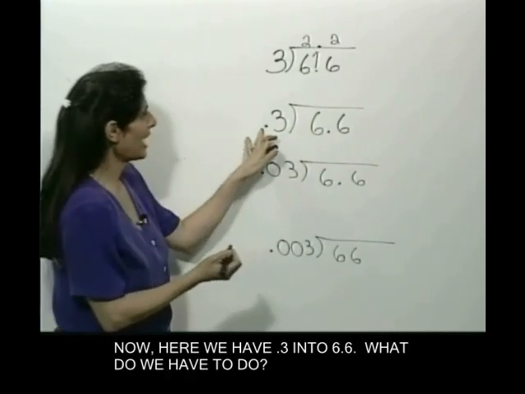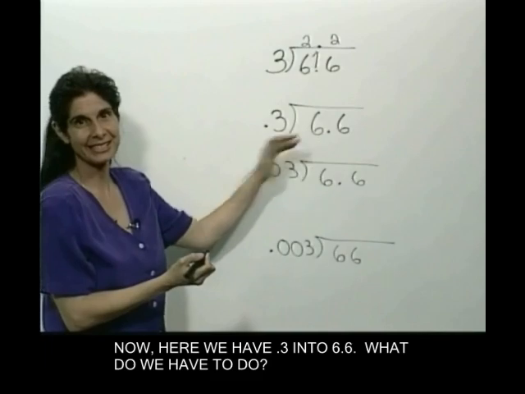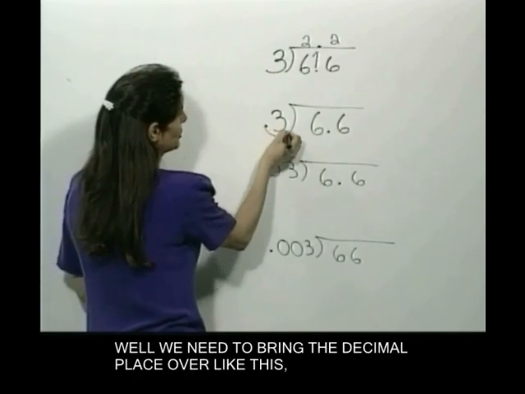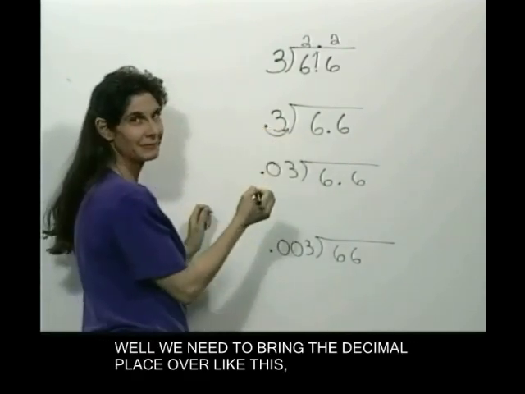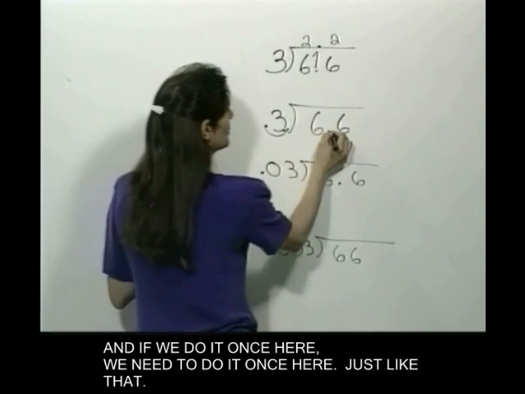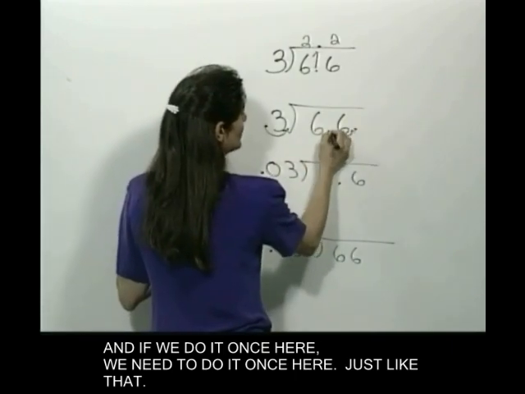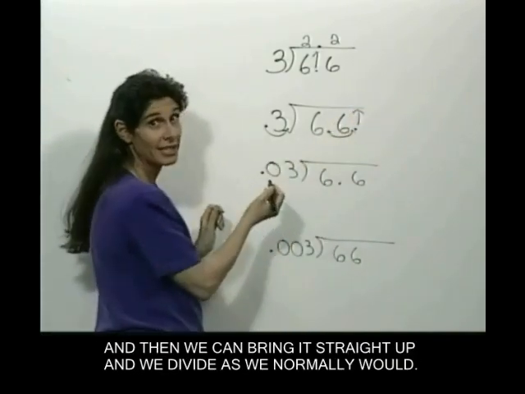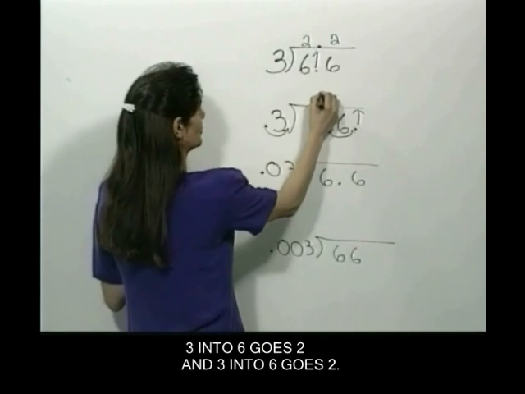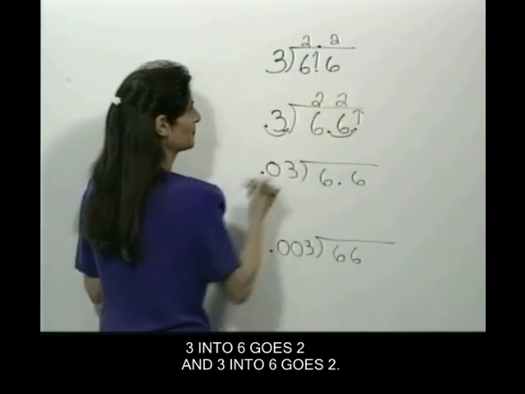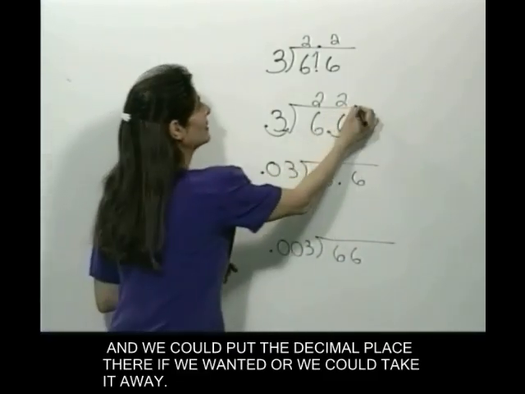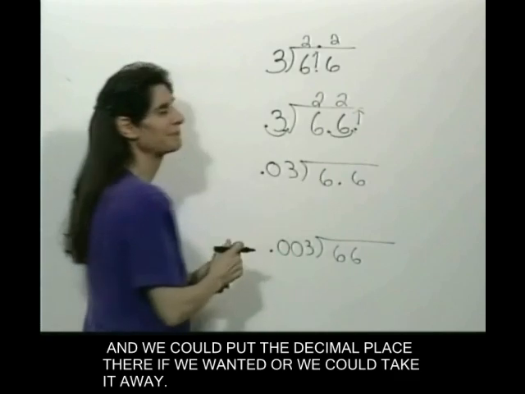Now, here we have 3 tenths into 6 and 6 tenths. What do we have to do? Well, we need to bring the decimal place over like this. And if we do it once here, we need to do it once here, just like that. And then we can bring it straight up. And we divide as we normally would. 3 into 6 goes 2, and 3 into 6 goes 2. And we put the decimal place there if we wanted, or we could take it away.